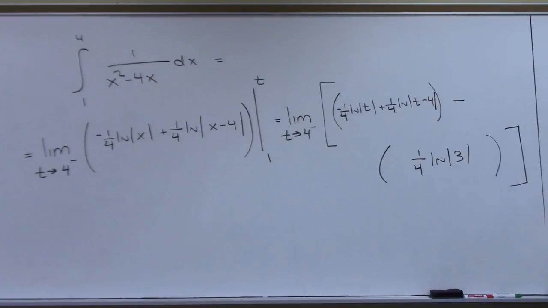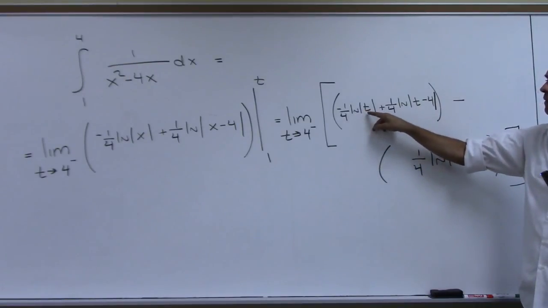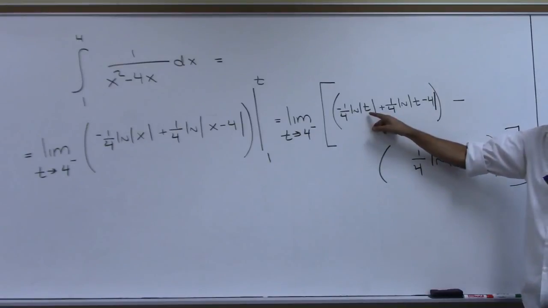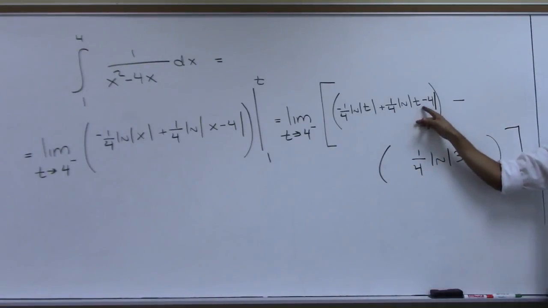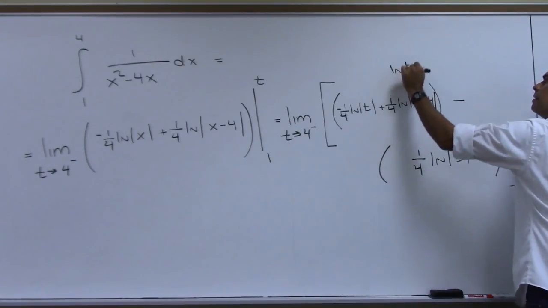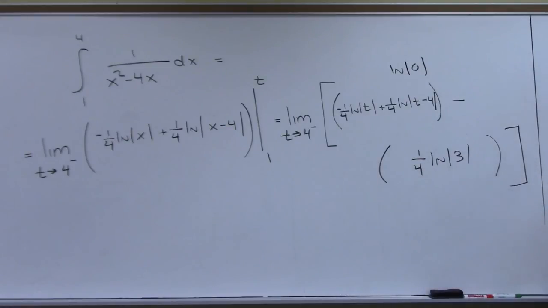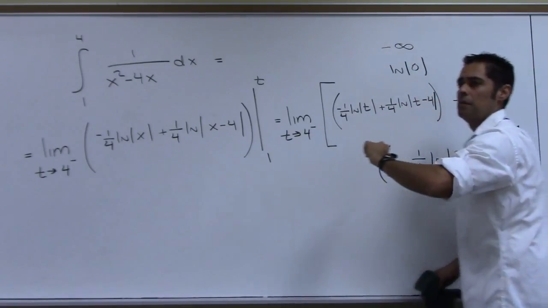All right. Now t is going to go where? To 4, right? From the left. What's natural log of 4? I don't know, something, whatever that is. But when I try and plug 4 in here, what do I get? You get natural log of 0. And what did we say happens to the natural log function as you approach 0? It becomes infinite, negative infinity, right? And so I can say what then? This diverges.